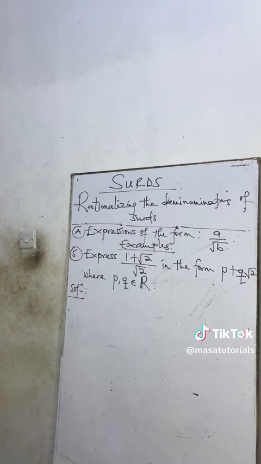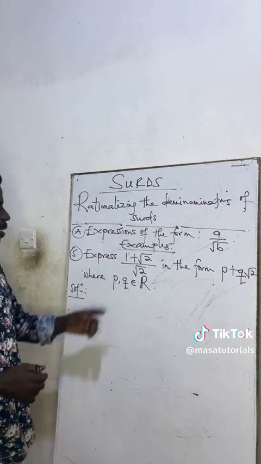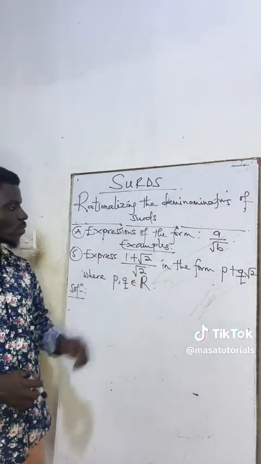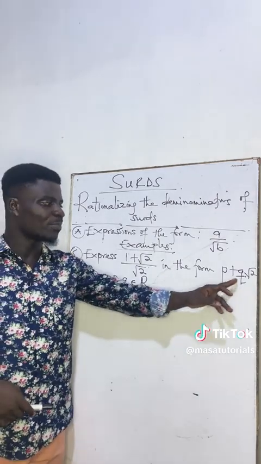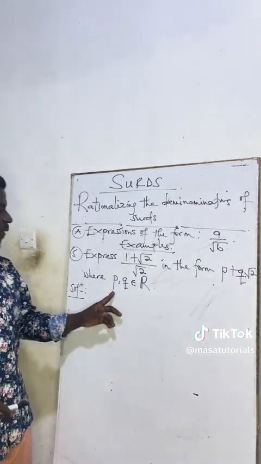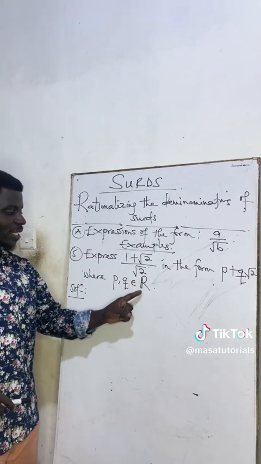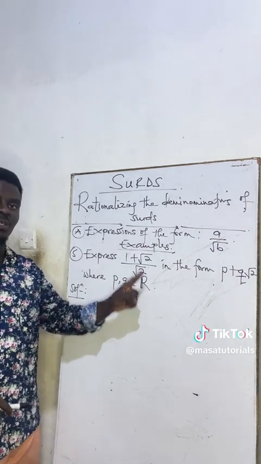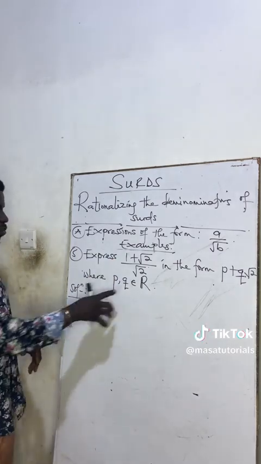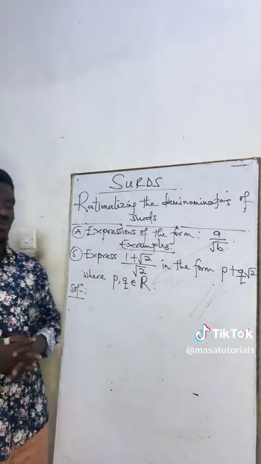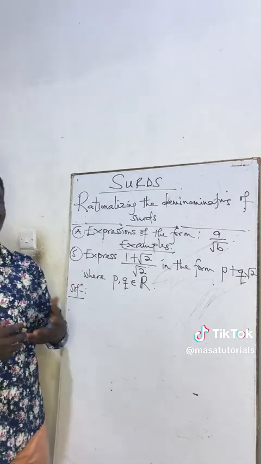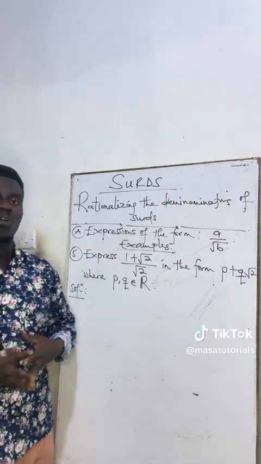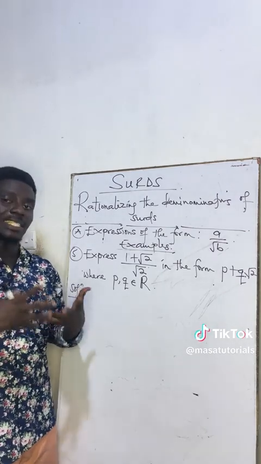All right, let's see this question. Express 1 plus square root of 2 all over square root of 2 in the form p plus q square root of 2, where p and q are elements of the set of real numbers. When you see R, that's the set of real numbers. This symbol means an element of, a member of, or belongs to.